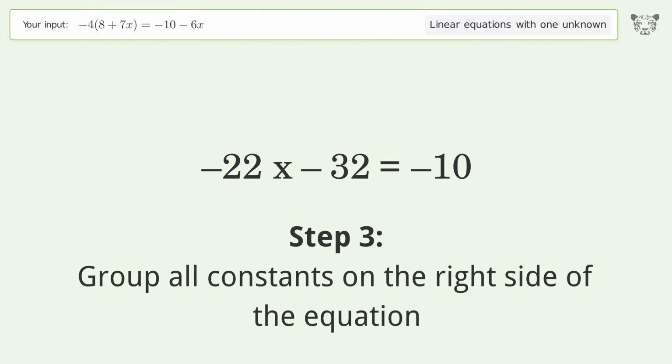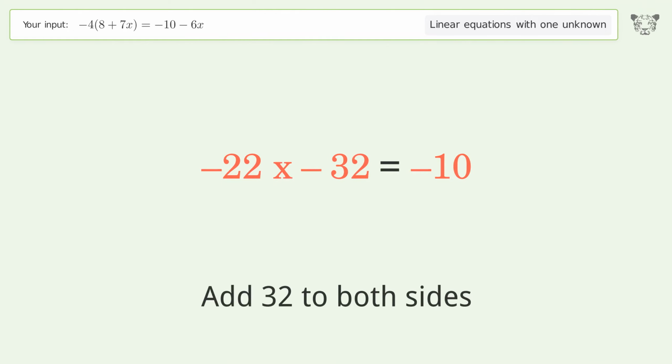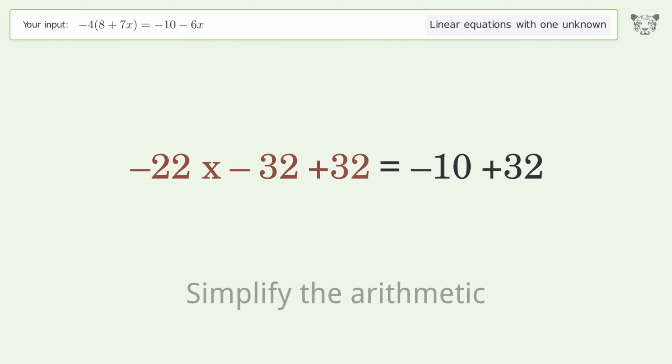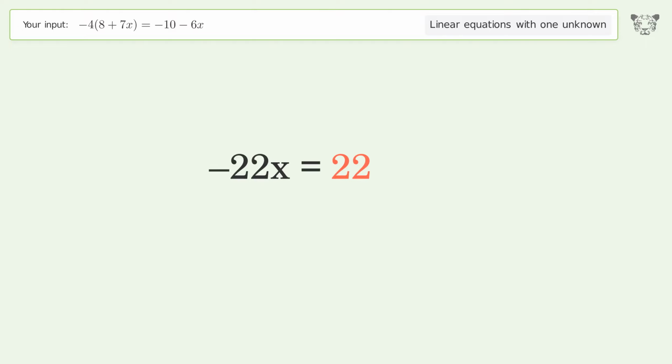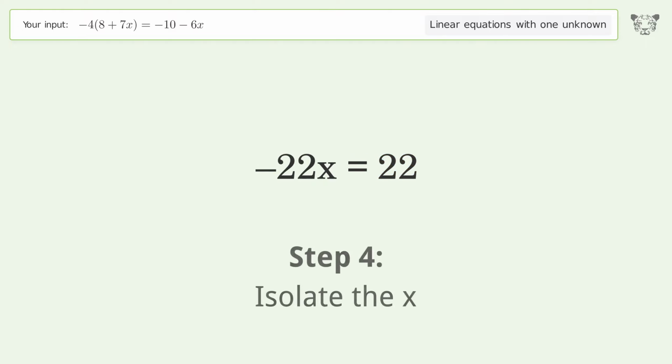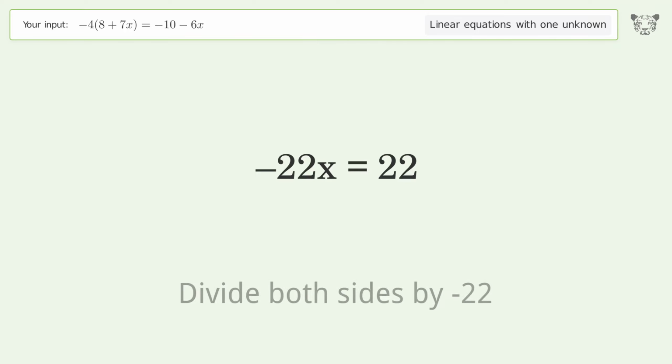Group all constants on the right side of the equation. Add 32 to both sides. Simplify the arithmetic. Isolate the x. Divide both sides by -22.